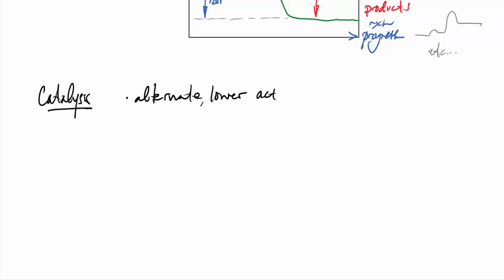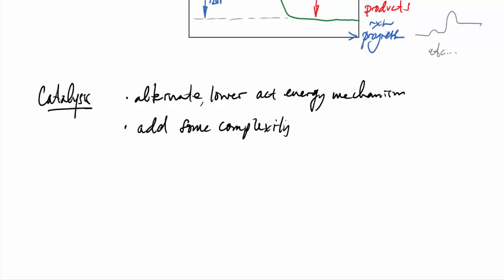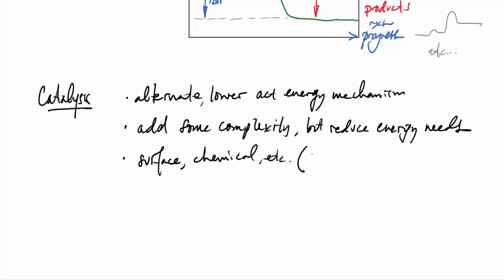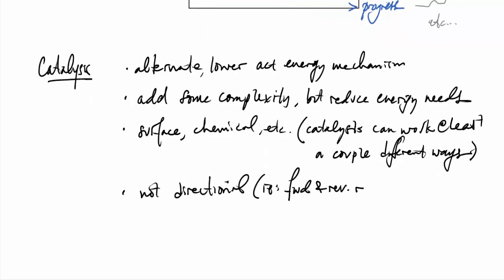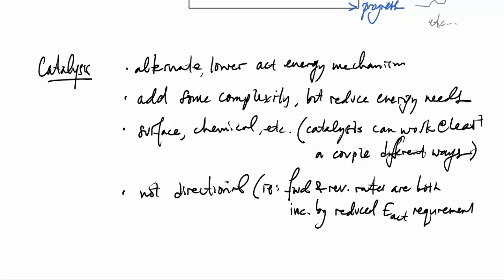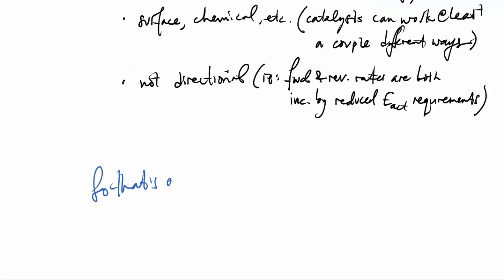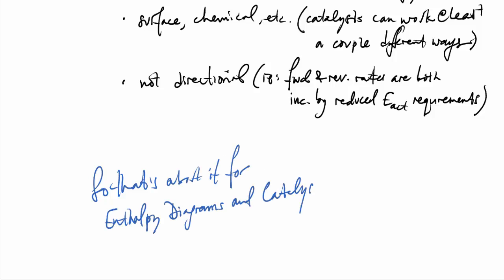Catalysis, quick review of that, provides an alternate lower activation energy mechanism. You can add some complexity, but reduce the energy needs. The catalyst can work on the surface or as a chemical catalyst and so on. There's many interesting ways catalysts can work, and there's at least a few things there for you to discover more about in a later course. Also, they're not directional, so the forward and reverse rates are both increased by that reduced activation energy requirement from the catalyst. So that's about it for enthalpy diagrams and catalysis, at least for now.